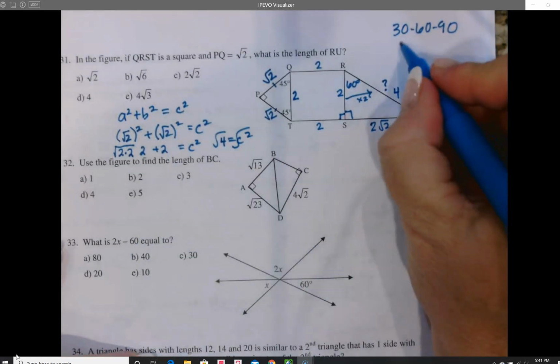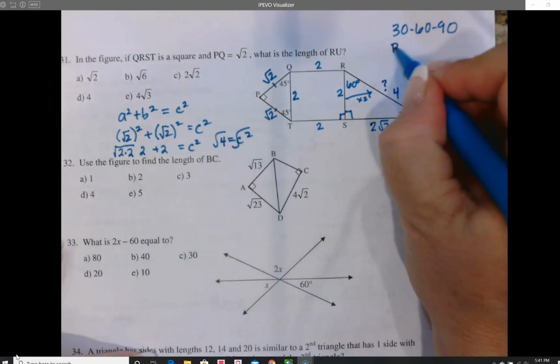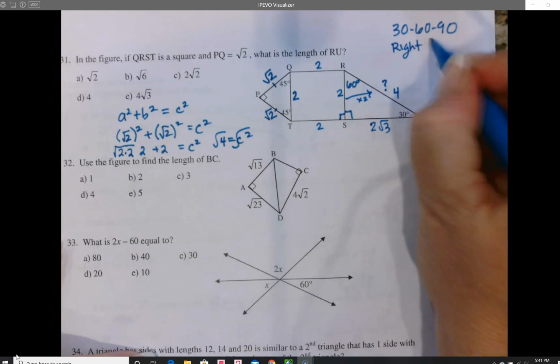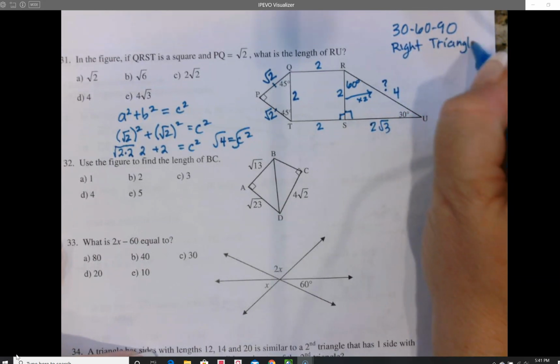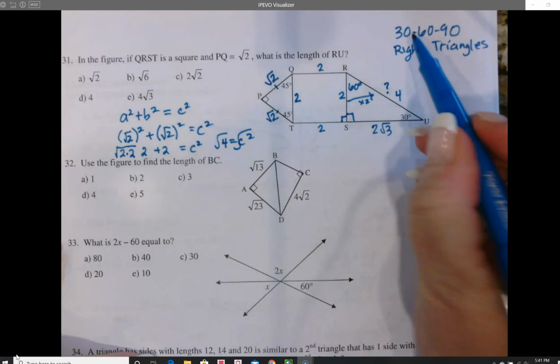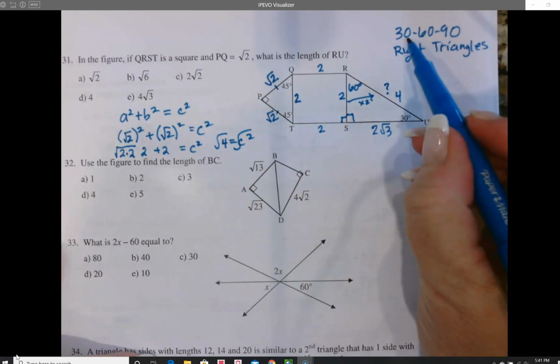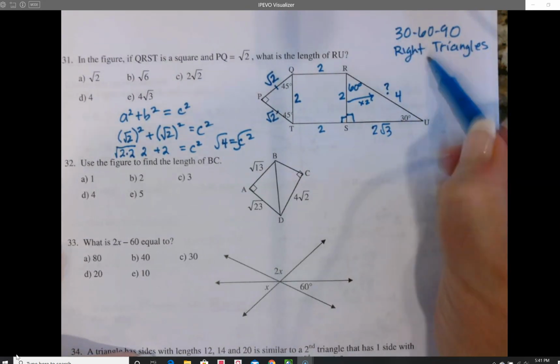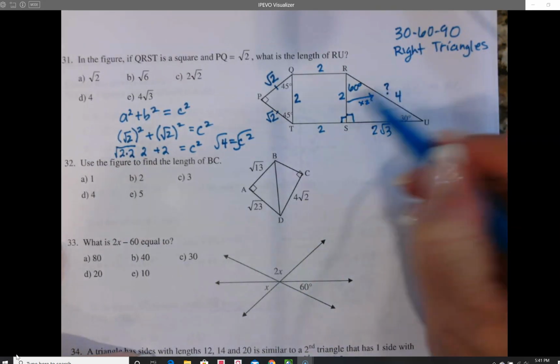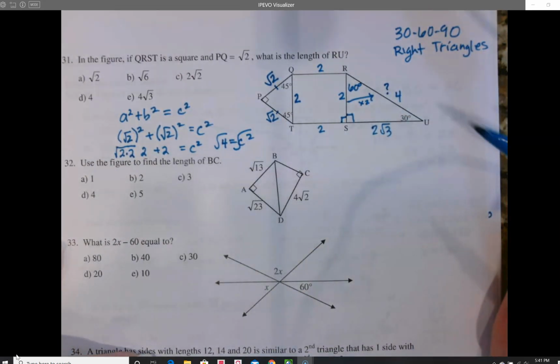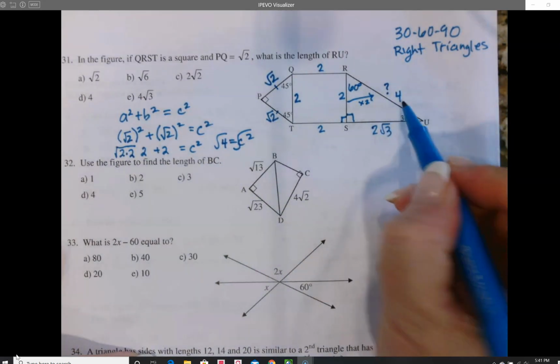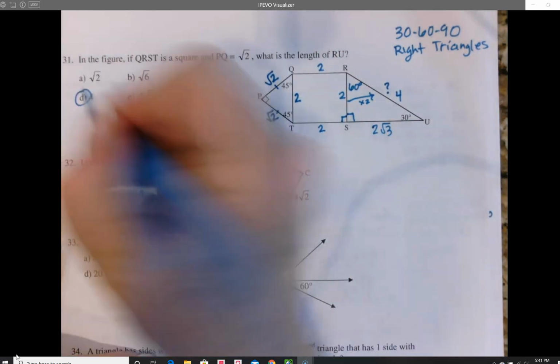And if you want to learn more about that, you can just Google that and watch a Khan Academy video, or there's a million teachers online that teach, and you can watch a video about 30, 60, 90 right triangles. It helps make ACT problems go faster if you know those rules. So anyway, this hypotenuse is what we're looking for, and that is choice D.